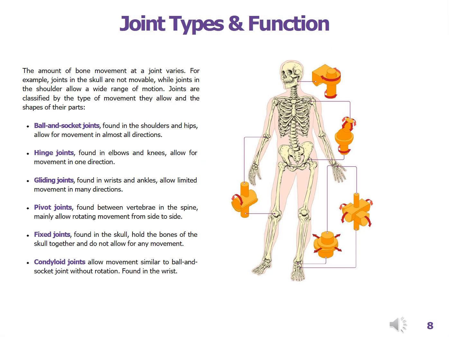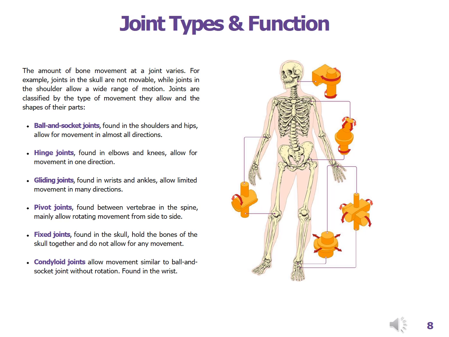Joint types and function. The amount of bone movement at a joint varies. For example, joints in the skull are not movable, while joints in the shoulder allow a wide range of motion. Joints are classified by the type of movement they allow and the shapes of their parts. Ball and socket joints, found in the shoulders and hips, allow for movement in almost all directions.